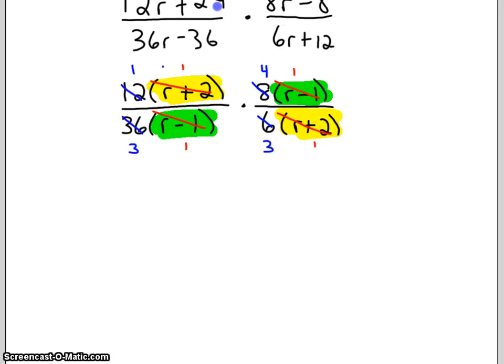So now we multiply what's left in our numerator: 1 times 1 times 4 times 1, that's 4. In the denominator: 3 times 1 times 3 times 1, that's 9. That's our final answer, 4 over 9. That's as simplified as we can get.